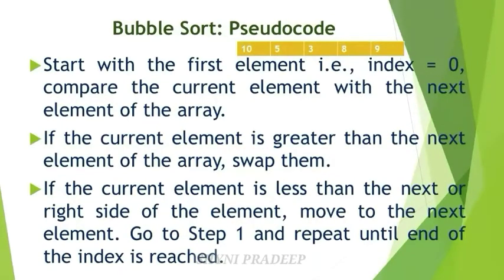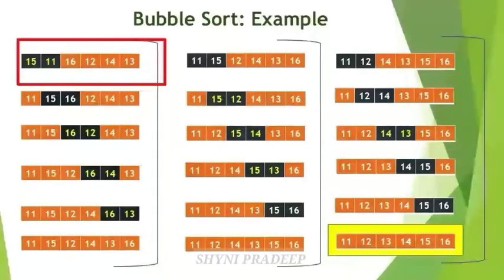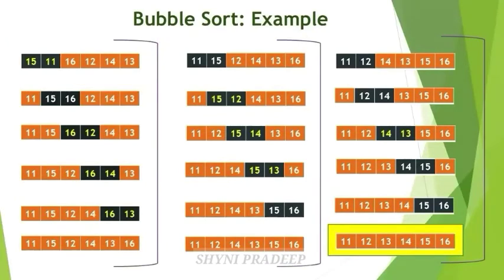Let us see one example. Some elements are given in unsorted order. We have to arrange the elements in ascending order using bubble sort algorithm. Now we have to start with the first element. This is our current element, this is our next element. So compare these two values first. 15 is greater than 11. If the current element is greater than the next element of the array, swap them. If the current element is less than the next element, no need to swap them.